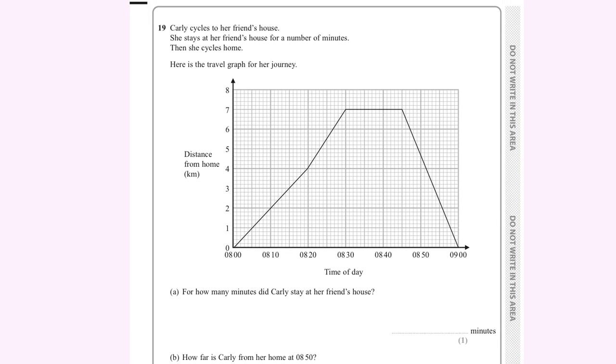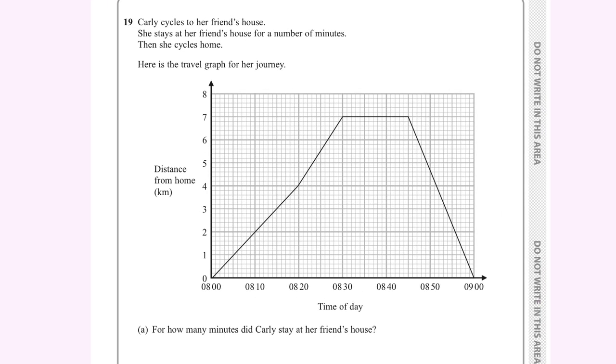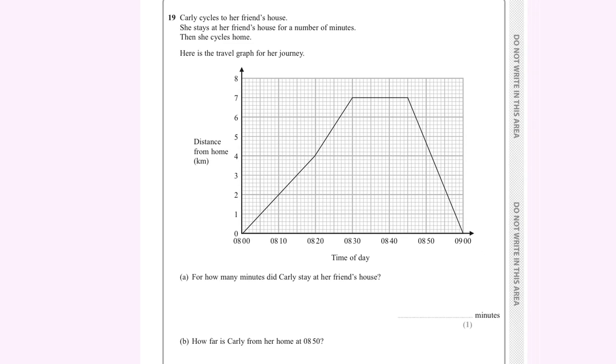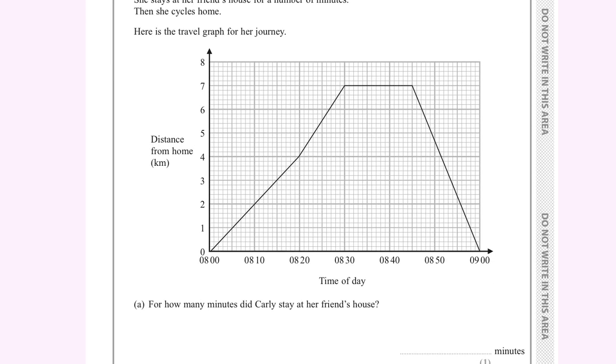Okay, number 19, Carly cycling to her friend's house. She stays at her friend's house for a number of minutes, and then she cycles home, and it's her journey. So we've got travel graphs, time and distance. First thing says, how many minutes did Carly stay at her friend's house?